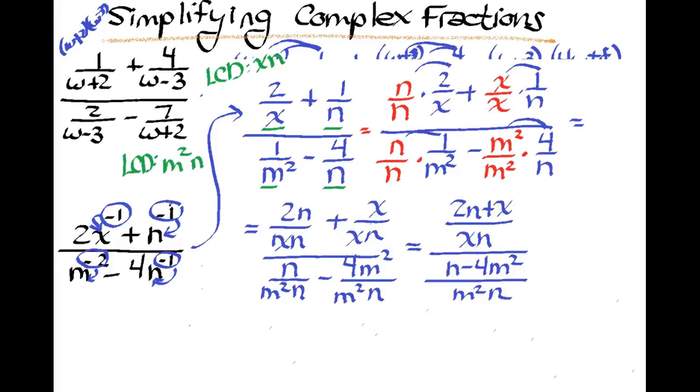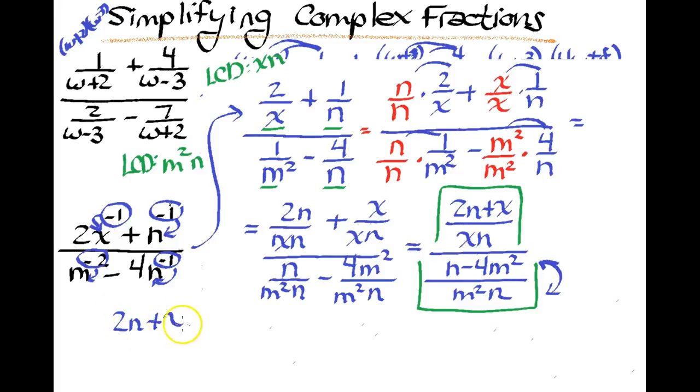Okay, so now we have one fraction in our numerator and one in our denominator. So we can change division into multiplication by flipping, multiplying by the reciprocal of our denominator. So we have 2n plus x over xn times m squared n over n minus 4m squared.